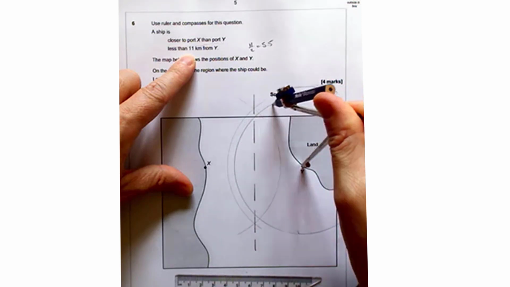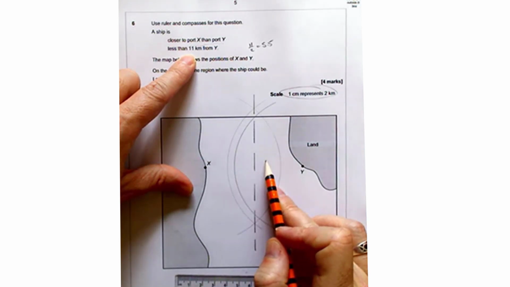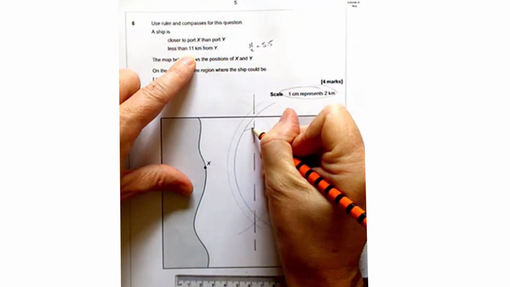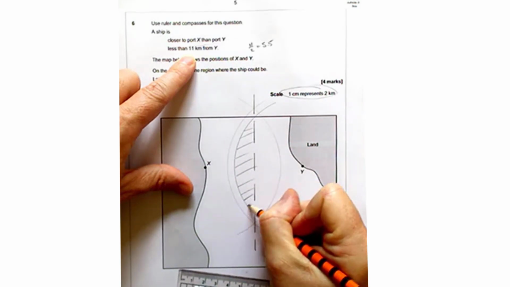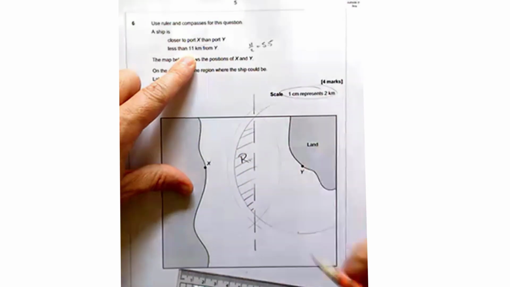So inside the circle must be less than 11 kilometers from Y. So then the region we want has got to be inside that circle and to the left of our perpendicular bisector. So it's this area here. Don't forget to label it R. It says that specifically in the question, and if you don't remember to do that part, you will lose a mark. Okay, all done.